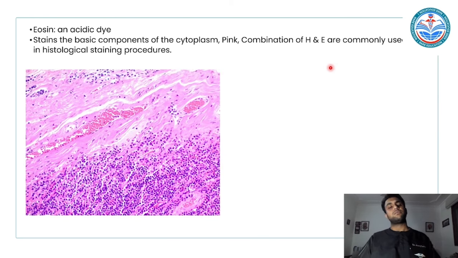Now, eosin. Eosin is the counterpart. Hematoxylin is the basic dye that stains the acidic parts. Eosin is the acidic dye that stains the basic parts. What are the basic parts? The cytoplasm, because the nucleus is acidic, so everything else is going to be basic. It will make it all pink. Can you see that this slide has a lot of pink? These are all the cytoplasm of the cells, and the blue dots that you can see in between are basically the nuclei.